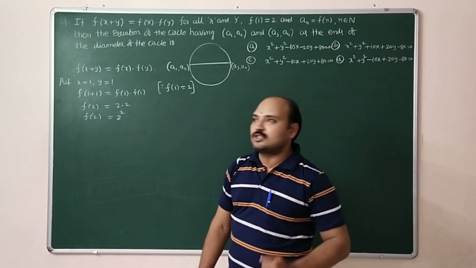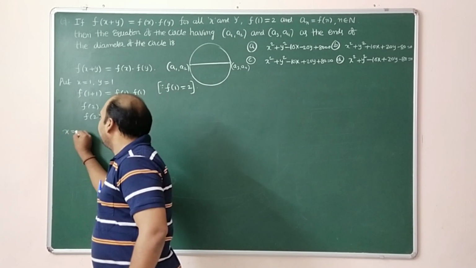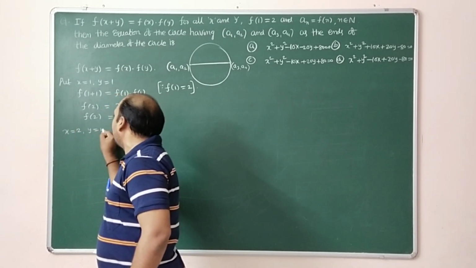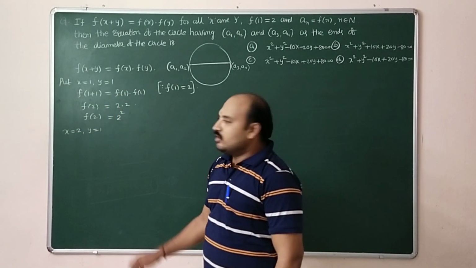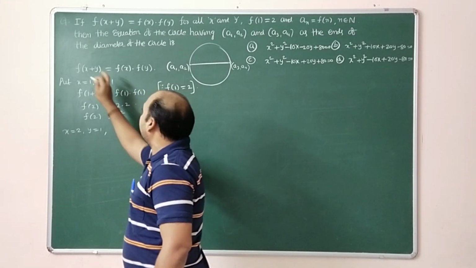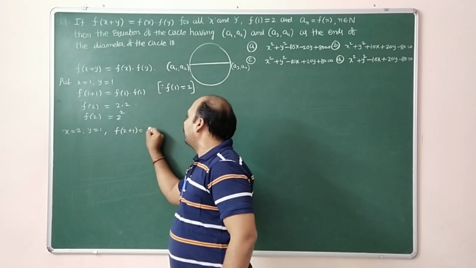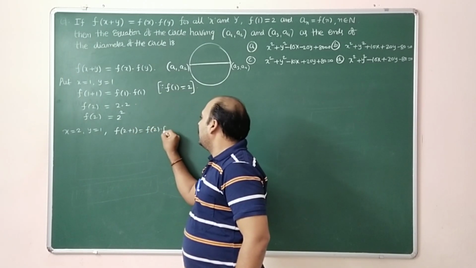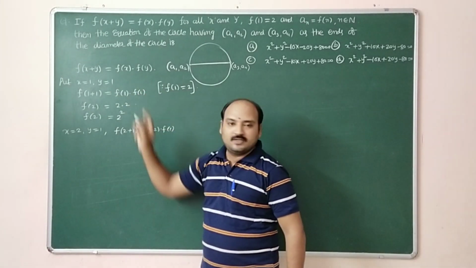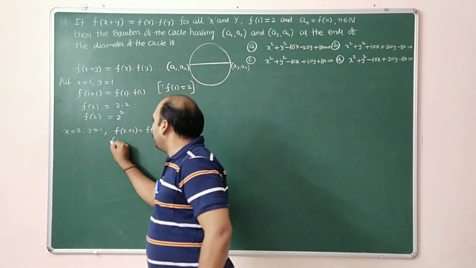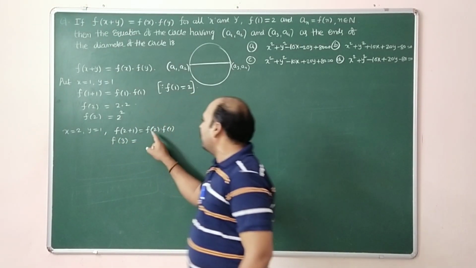Similarly, I want f of 3 also. So this time I am taking x is equal to 2, y is equal to 1. According to the given relation, f of 2 plus 1 is equal to f of 2 into f of 1. So f of 2 plus 1 means f of 3.